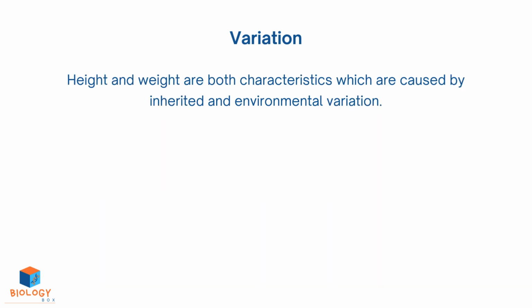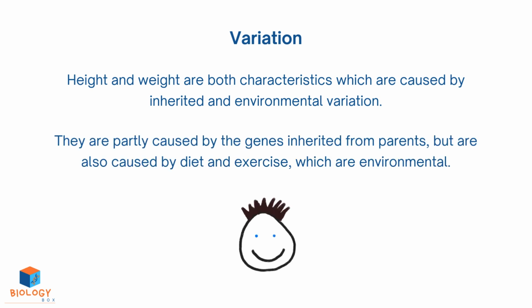Height and weight are both characteristics which are caused by inherited and environmental variation. They are partly caused by the genes inherited from parents, but also caused by diet and exercise, which are environmental.